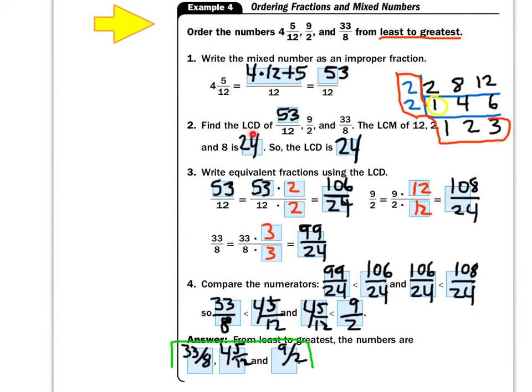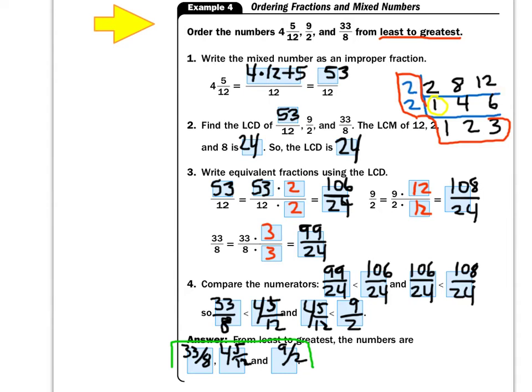And then they want us to find the LCD. Well, remember, the lowest common denominator of 12 and 2 and 8 is also the LCM. So I'm just going to do the denominators, 2 and 8 and 12, and then I do the upside down division, and I notice that 2 goes into all 3 of them, so I divide all 3 of them by 2. 2 divided by 2 gives me 1, 8 divided by 2 gives me 4, 12 divided by 2 gives me 6.